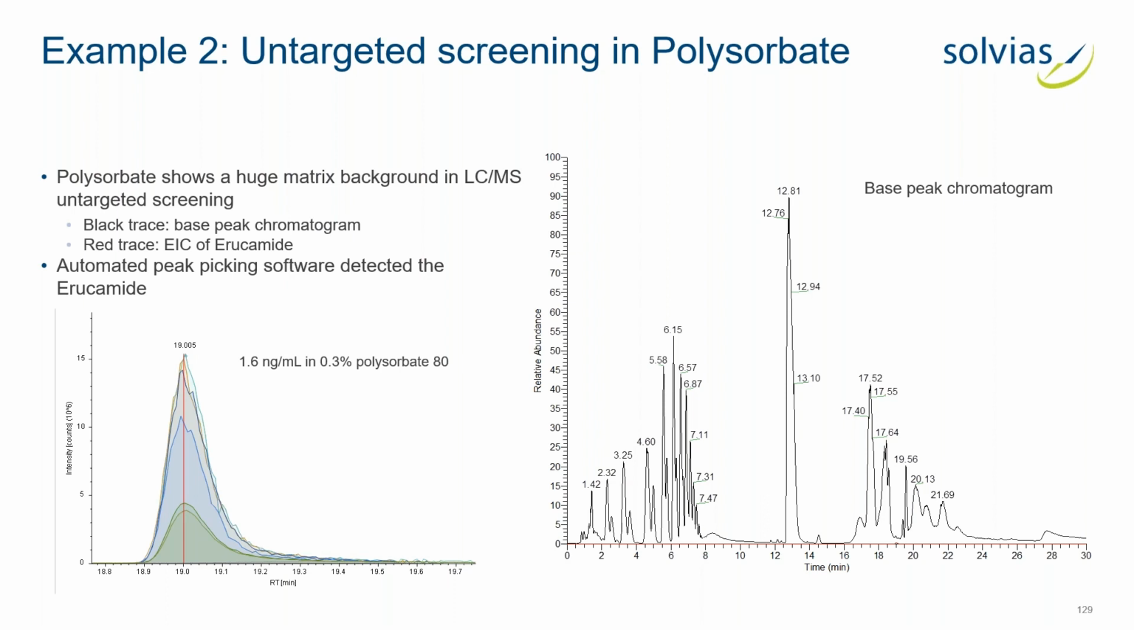So this is a peak that you definitely will never observe in a TIC or in a base peak chromatogram. But the automated peak tracking software had absolutely no problem to identify it and to detect it. And it was at a concentration of 1.6 nanogram per milliliter. So sometimes when you have to go quite deep in your reporting threshold, the only way is to make an automated approach. And you can see it works very well.